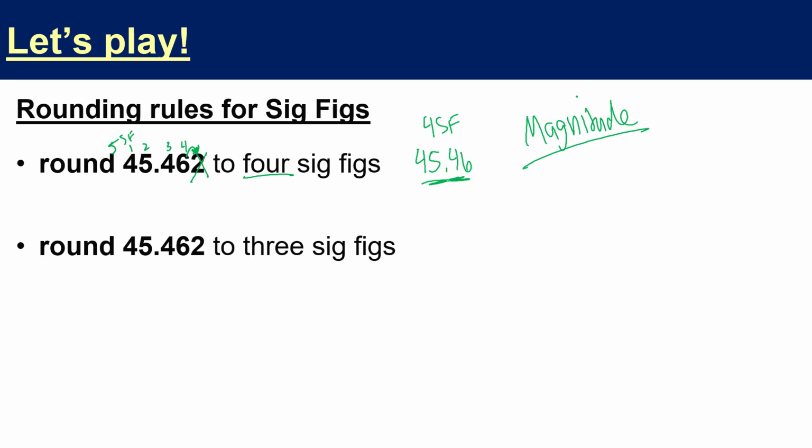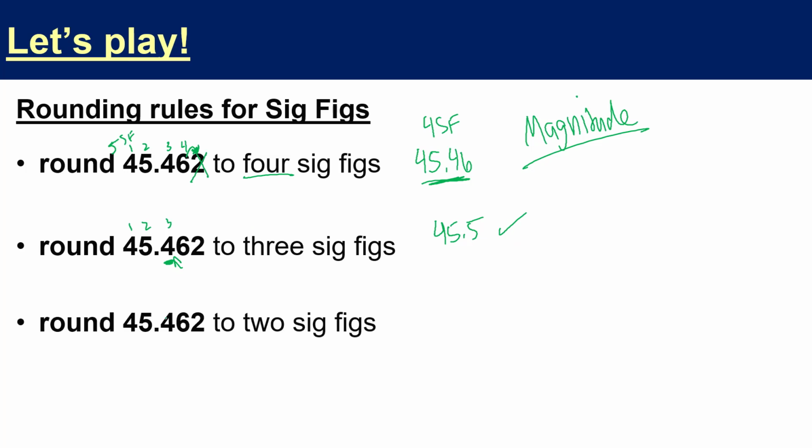Let's try the next one. Here it says I have the same number, 45.462. It's rounded to 3 sig figs. So we've got to find our third significant figure. That is your first, your second, your third. So that is the number we want to round to right there. We've got to look next door. It's a 6. Because it's 5 or higher, I'm going to add one more to that number that's there. I'm going to get 45.5. And I have retained the approximate magnitude of what I have, so I know I did the right thing there.